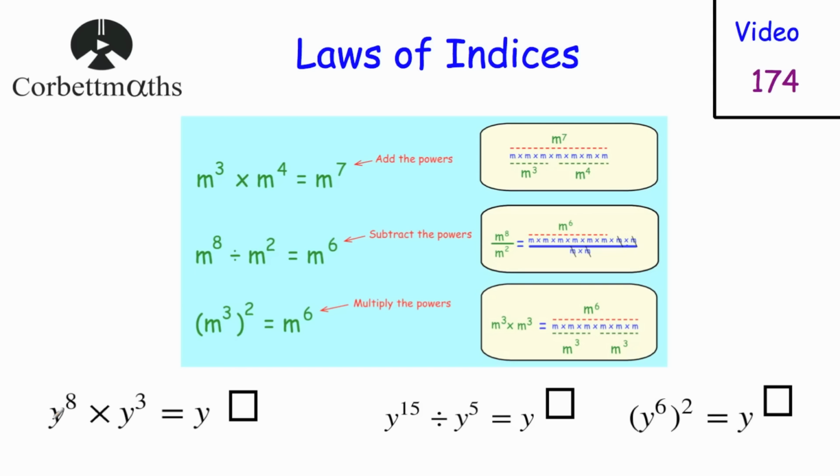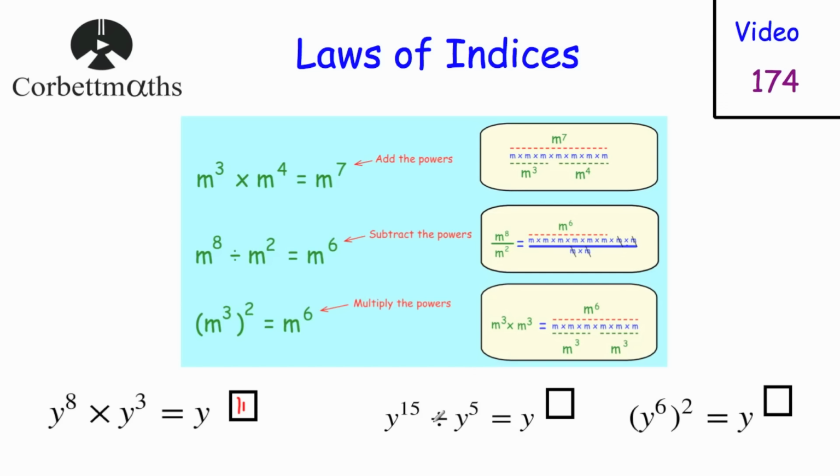So let's have a look at our examples. We've got y to the power of 8 multiplied by y to the power of 3. So we've got y times y times y times y 8 times, and then we're multiplying that by another y times y times y. So altogether there'll be 11 y's multiplied together, so that'll be y to the power of 11. In other words, adding the powers together, 8 plus 3 is 11.